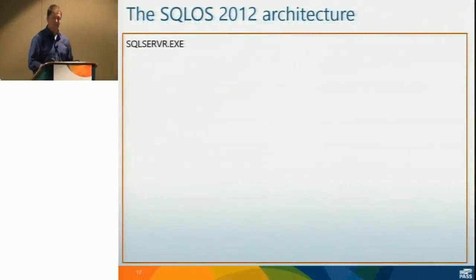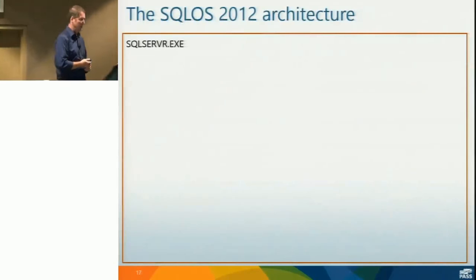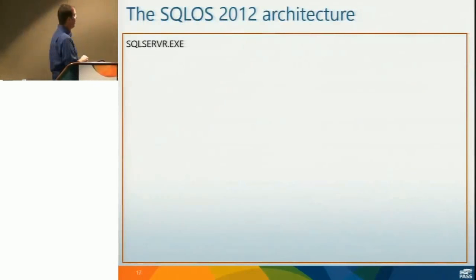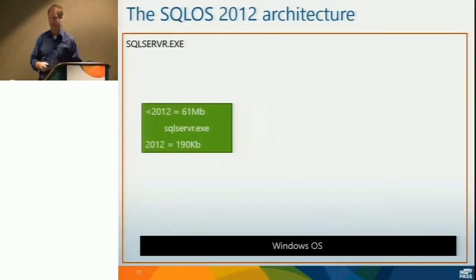So I'm going to ramp it up a little bit here. It's going to get a little bit more technical now than what I've just been doing. This sounds a little fluffy maybe so far. Let me show you. So here's Windows OS. Before SQL 2012, sqlservr.exe was 62 megabytes. Did you realize how big that thing was when you saw it on your drive? That's actually really large for an executable, especially for your server. Did you know in 2012 it's now 190K?